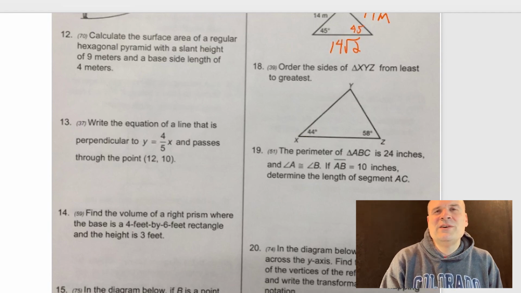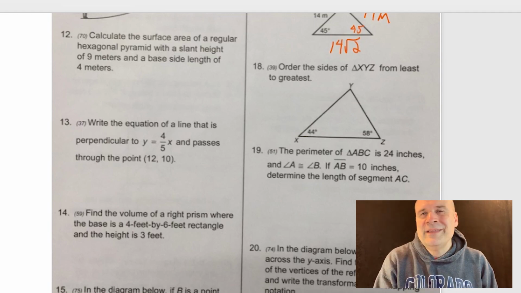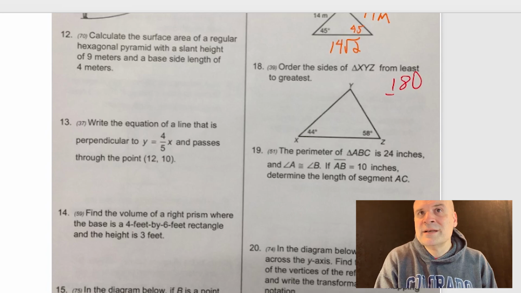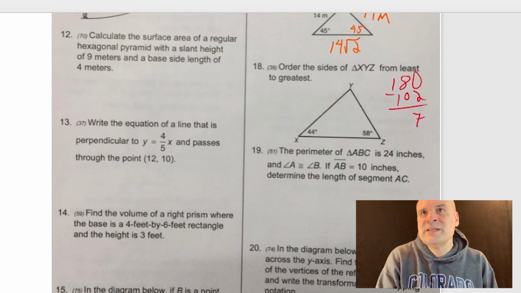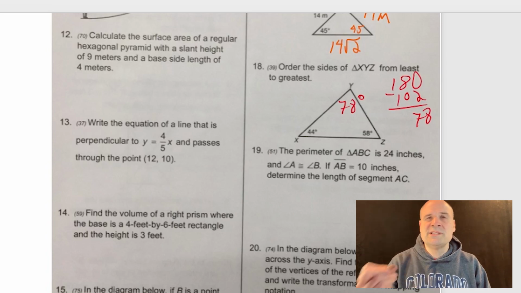All right, number 18, I'm gonna order the sides from least to greatest. So let's figure out these angles first, okay? They all have to add up to 180. So we're gonna say 180 minus, that looks like 102, so that equals 78. So this is gonna be 78 degrees. We don't really need to know that, but we need to know which one's the smallest angle, which one's the biggest angle, and so on.